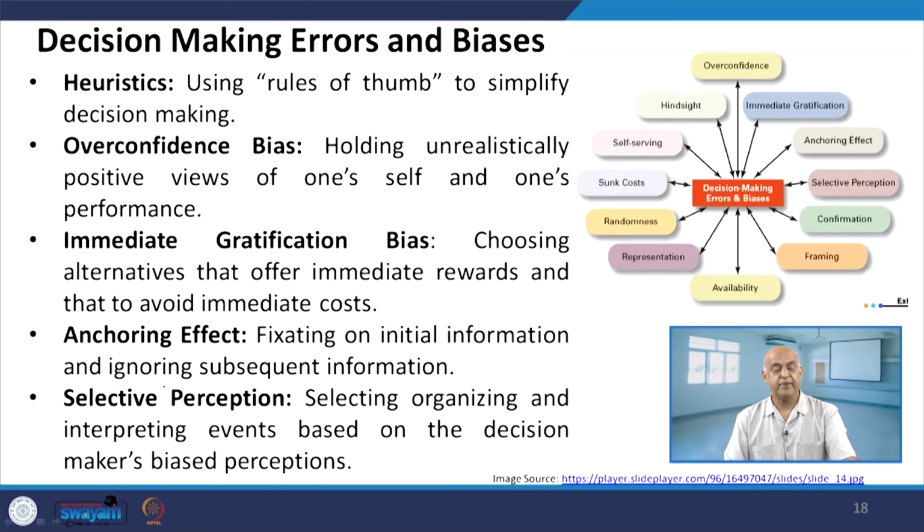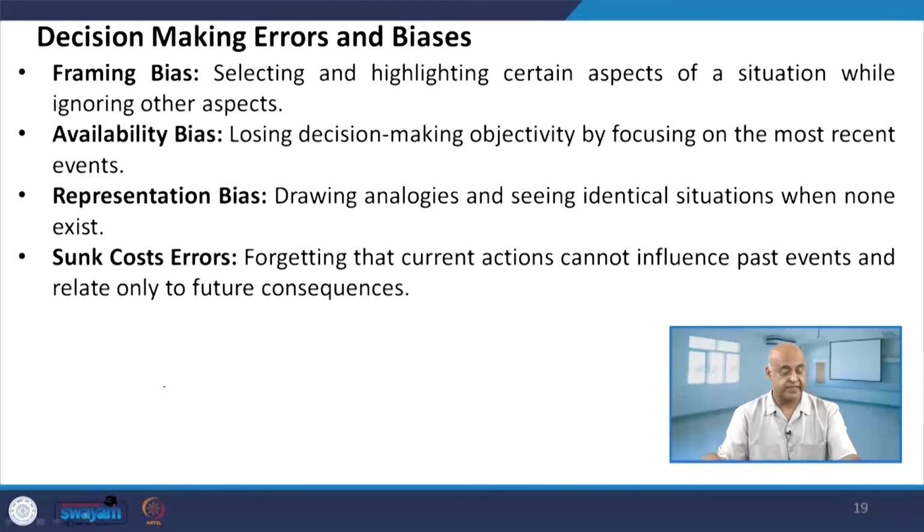Now, what will be the errors and biases? Heuristics: using rules of thumb to simplify decision making. Overconfidence bias: unrealistically positive views of oneself and one's performance. Immediate gratification bias, anchoring effect, and selective perception will be there, and therefore choosing the alternatives that offer immediate rewards and avoiding the threat or the cost to be avoided in the case of this decision making bias.